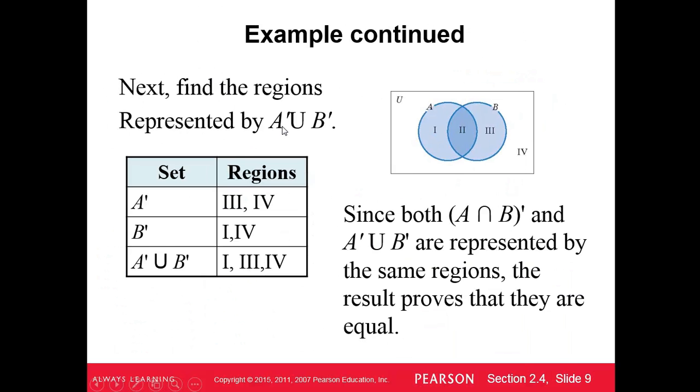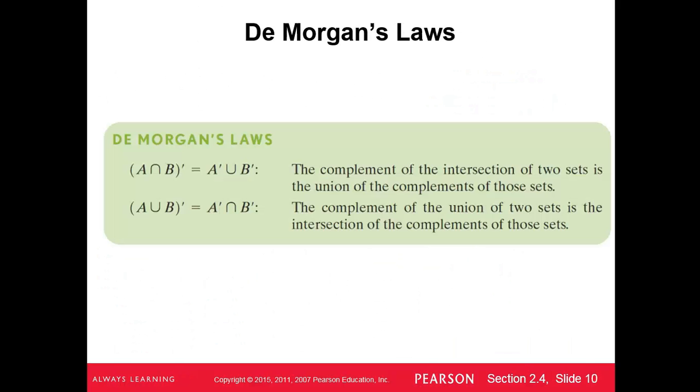Now we're going to do the other one. A complement union B complement. A complement, everything outside circle A, would be 3 and 4. B complement, everything outside B, would be 1 and 4. So what's the union of that? 1, 3, and 4. Well, that's what we got before, which means they are the same.